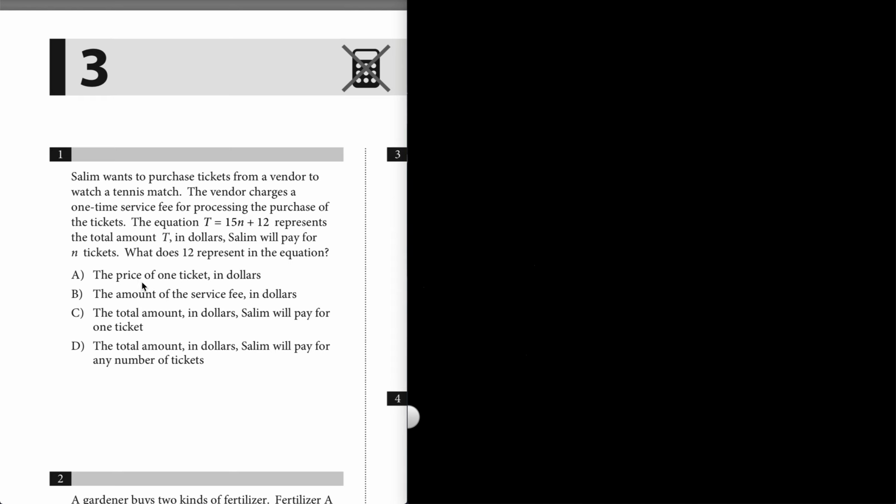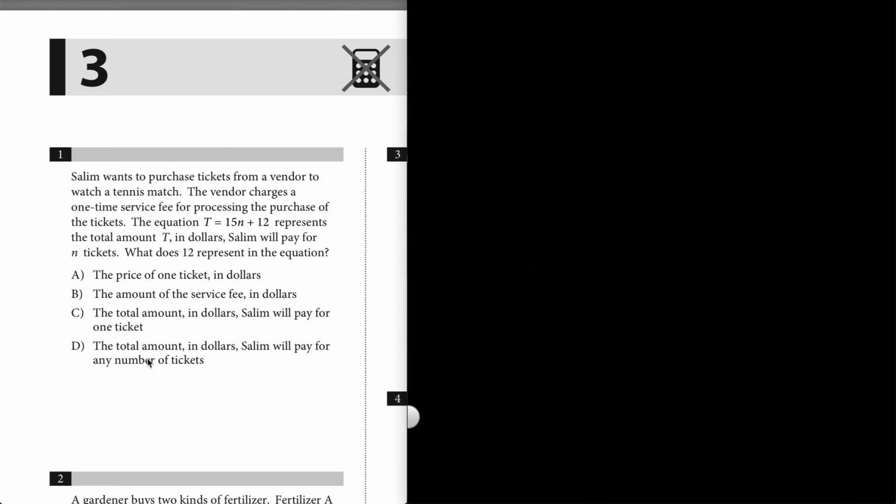A says the price of one ticket. So no, the price of one ticket would be 15, right? So if we plug in 1, we get 15, plug in 2, we get 30, etc. B, the amount of the service fee in dollars. So yeah, B sounds about right. Let's read C and D real quick. C, the total amount in dollars Salem will pay for one ticket. So that's essentially the same thing as A, so that's probably not it.